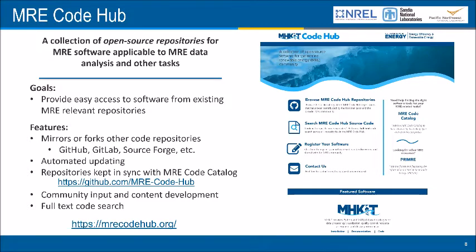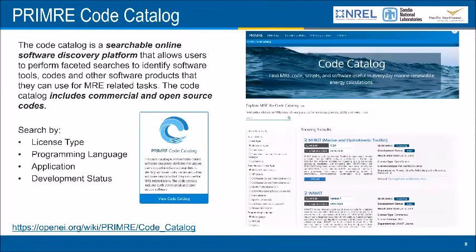The last thing I wanted to talk about related to MRE software is the PRIMRE Code Catalog. The PRIMRE Code Catalog, like I said, is a searchable online discovery platform that allows users to perform faceted searches to find relevant MRE software. The primary difference here is that this includes commercial and open source codes. So it pulls in the content that was available from some of the metadata that's available from the Code Hub related to open source codes, but it also allows users to submit commercial software as well.